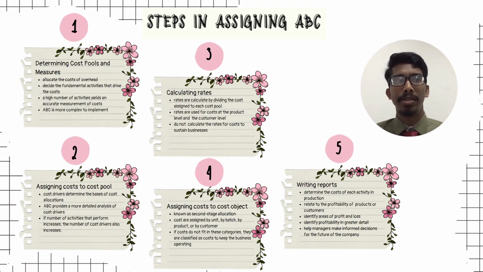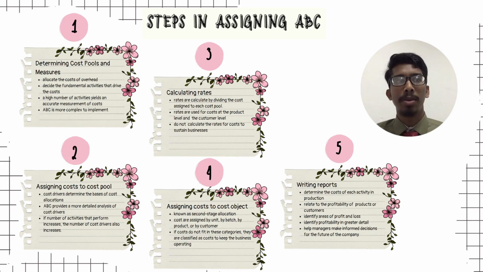The third step is calculating rates. Managers calculate the rates by dividing the cost assigned to each cost pool. These rates are often used for costs at the product level and at the customer level. Managers do not normally calculate rates for costs to sustain the business. This is because most costs in the business-sustaining category are either fixed or mixed.